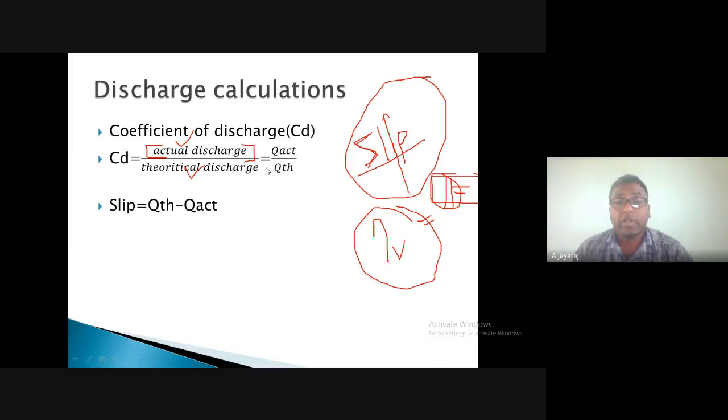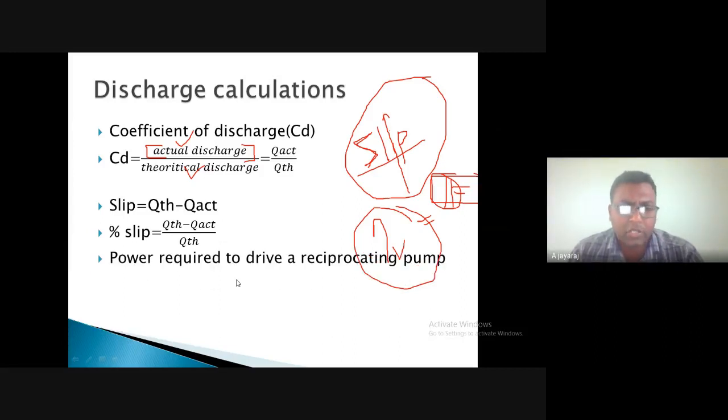So the slip we define very simply: the difference between the theoretical discharge, what discharge should have happened, and the actual discharge, what is actually happening. That difference is what we call slip. So slip is the difference between the theoretical discharge and the actual discharge. To express slip in percentage form, slip divided by the theoretical discharge, multiplied by 100, will give us the slip in terms of percentage.